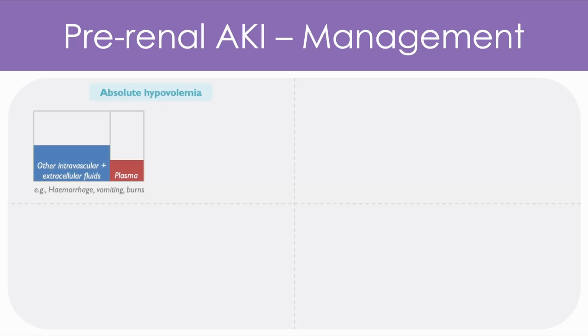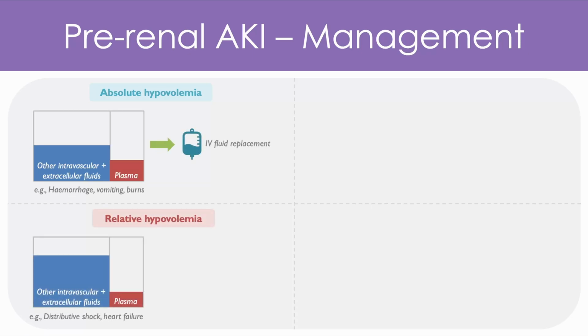For the management of pre-renal acute kidney injury, this largely depends on the cause behind the poor perfusion. So for instance, in the case of absolute hypovolemia, we can replace this with IV fluids or blood transfusions. If the hypovolemia is relative, so there's redistribution issues, we have to look at the cause behind the redistribution. So for instance, in distributive shock, where there's a sepsis, we can use the sepsis 6, giving IV antibiotics, IV fluids, and oxygen if required. For patients with relative hypovolemia secondary to heart failure, we might have to consider inotropes instead.